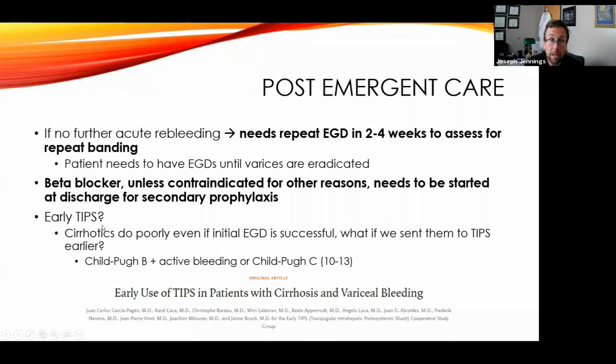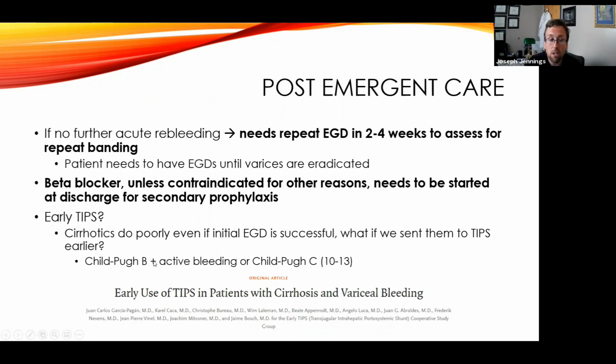So in the patients where we got the bleeding under control, and this is not an emergency anymore, what can we do? In some patients who are still a while away from getting their liver transplant, doing TIPS earlier, rather than waiting for their next variceal bleed, is the right thing to do. Cirrhotics will often do poorly even if the EVD is successful. So after we stop the bleeding in the hospital, we might still send them down for TIPS.